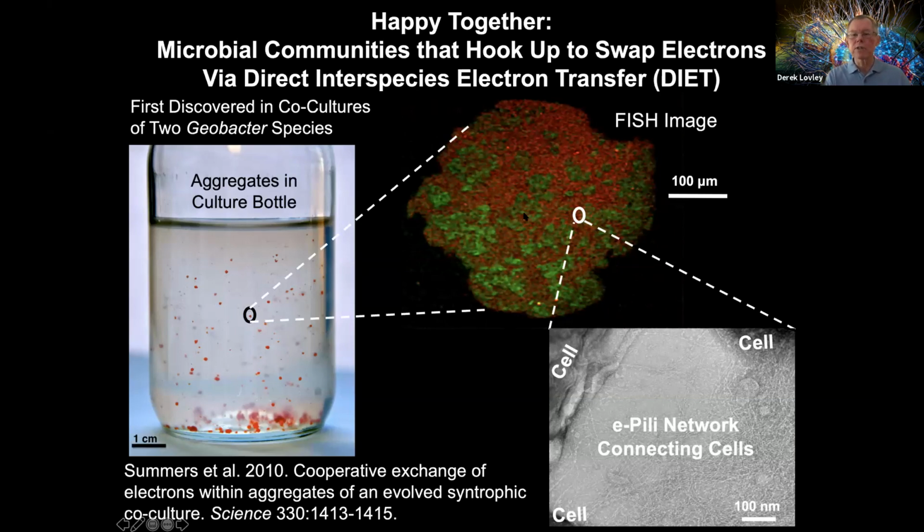If you stain the two different species, you can see that they're intertwined amongst each other within this aggregate. That's by looking by light microscopy. And then if you look by transmission electron microscopy, you can see between the cells, there's this very dense network of the nanowires that's electrically conductive.